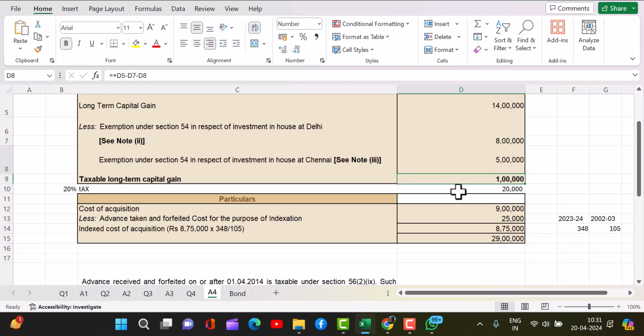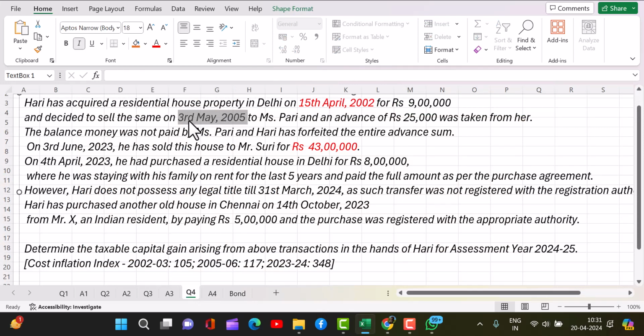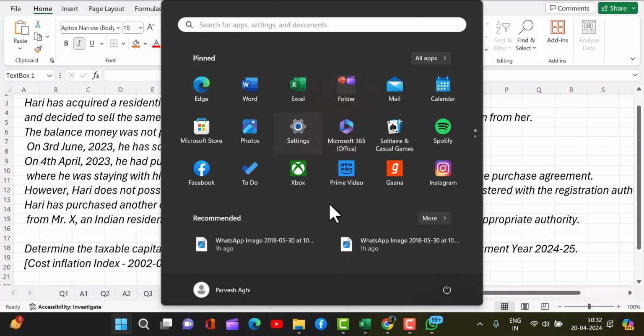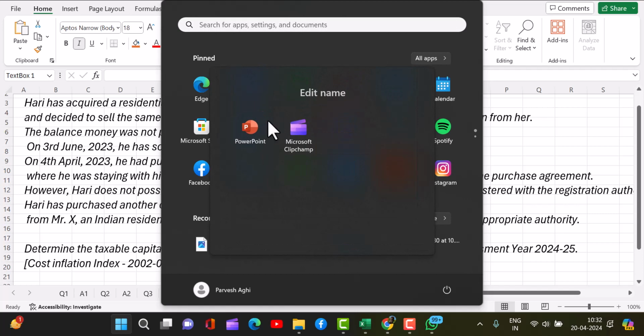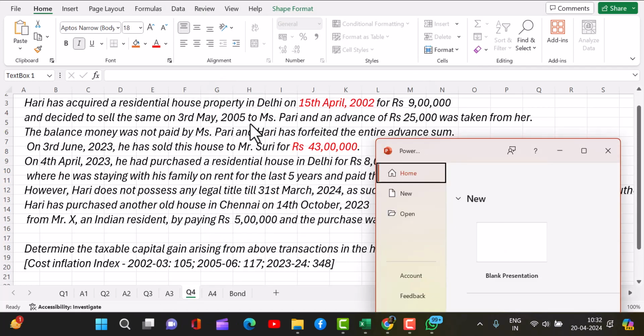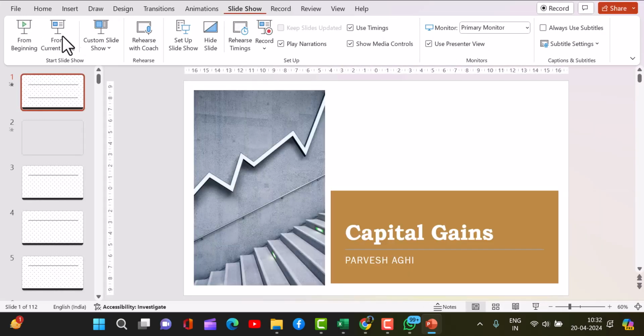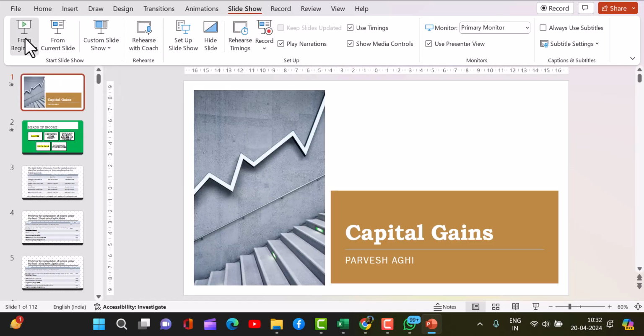Now, if you go to the question, he has received the advance on 3rd May 2005. That is before 2014. Now, we'll just open the file capital gains. I'll just show you the law again, which I closed. So this is important, and you must look at it.